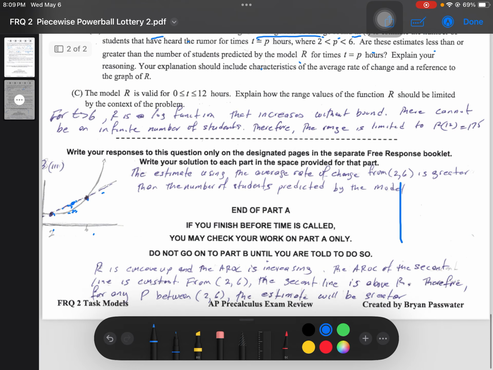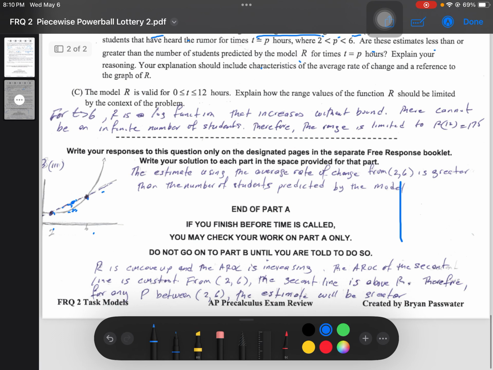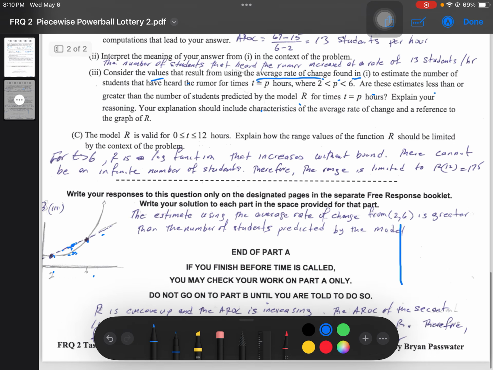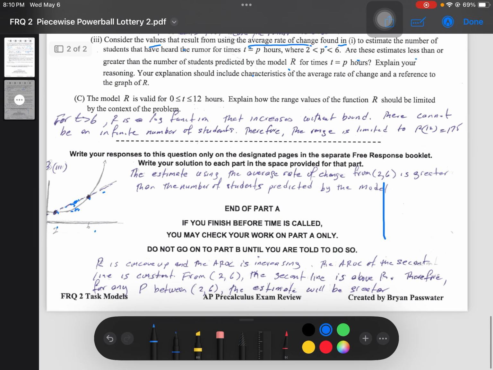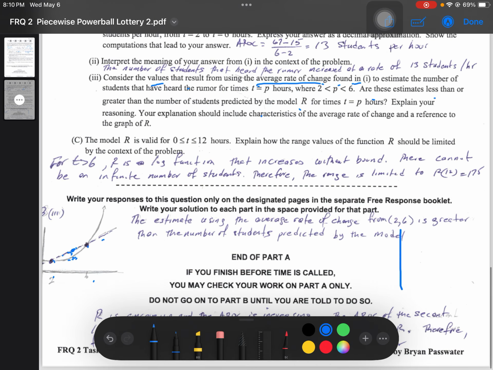And then after that, in conclusion, I'm going to say therefore, for any p between 2 and 6, the estimate will be greater. All right, so that's it right there. It's a good FRQ. I think if you can get through the first part, it's straightforward.